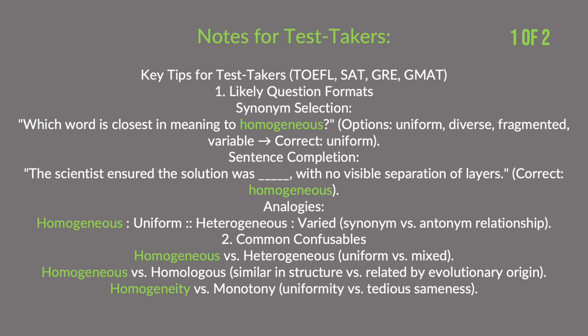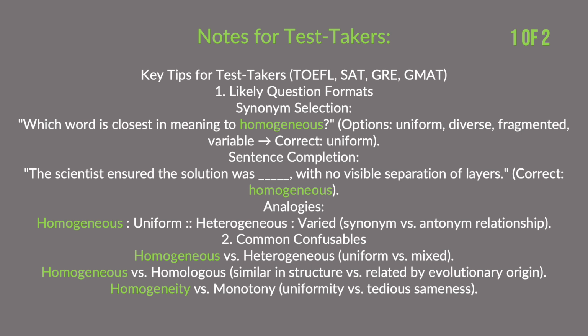The scientists ensured the solution was blank with no visible separation of layers. Correct answer: homogeneous. Analogies. Homogeneous is to uniform as heterogeneous is to varied. Synonym versus antonym relationship.